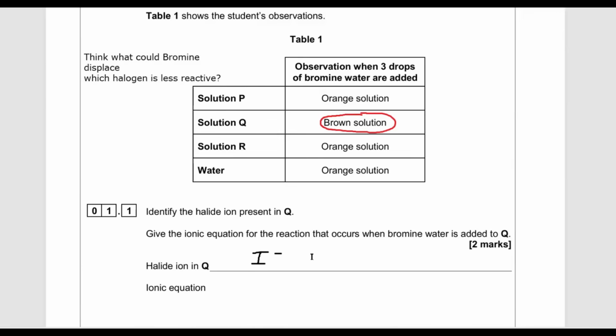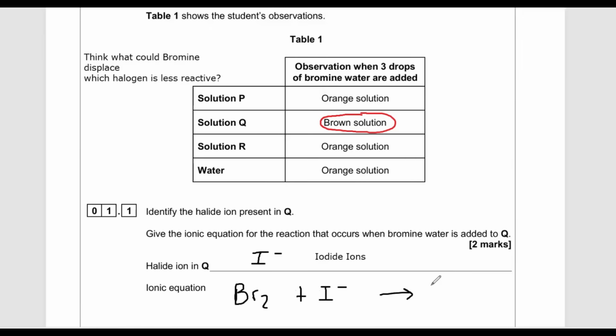So the brown is a sign that iodine has been formed, which means iodide ions have been displaced. So the answer to the first part is iodide ions have been displaced. Now we need to write the ionic equation.